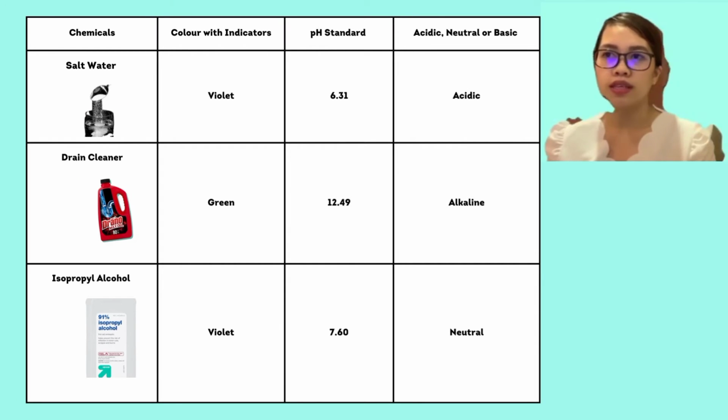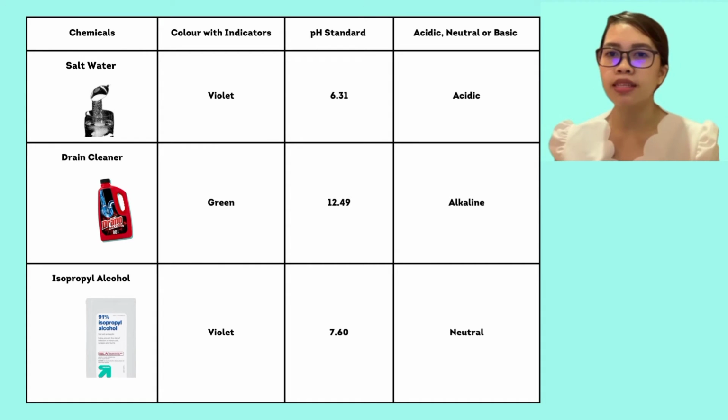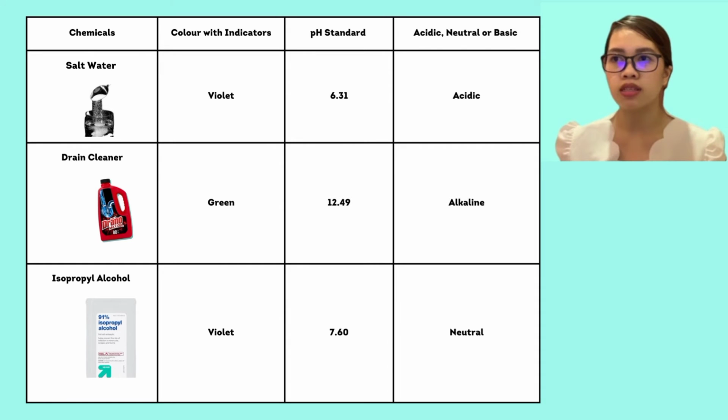While for the salt water, the color with indicator has turned to violet after the red cabbage juice was mixed with the salt water. It was acidic because the pH standard was 6.31. And the next one is drain cleaner. Drain cleaner was also mixed with the red cabbage juice. It was alkaline because the pH standard was 12.49, and the color with indicator is green.